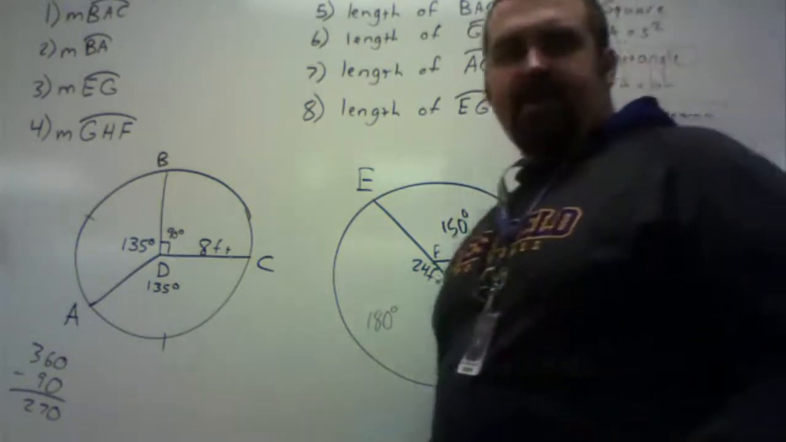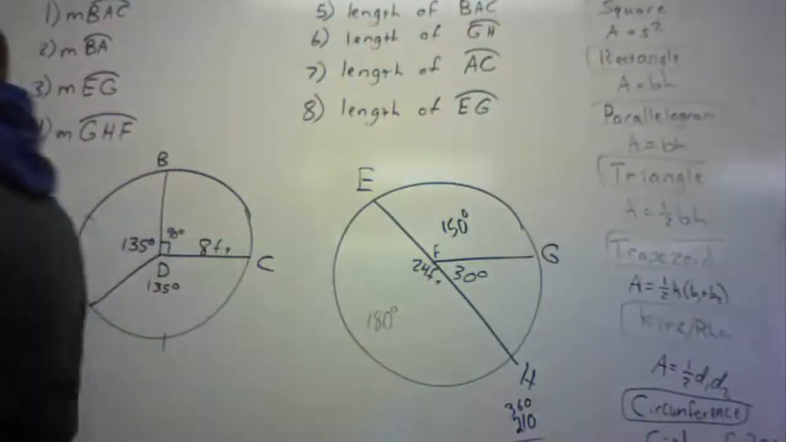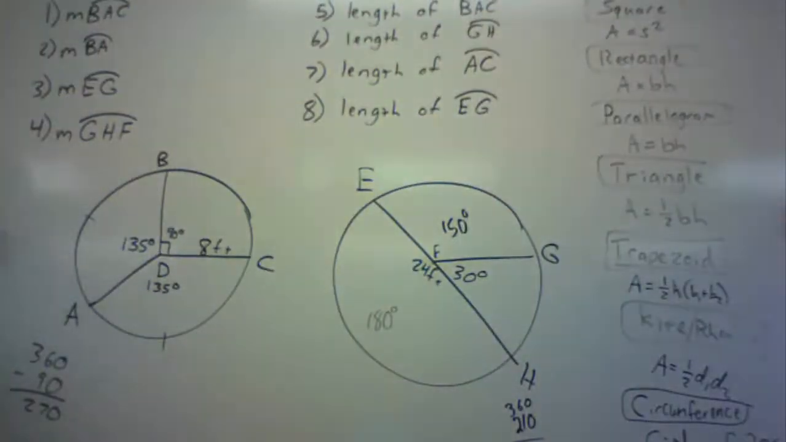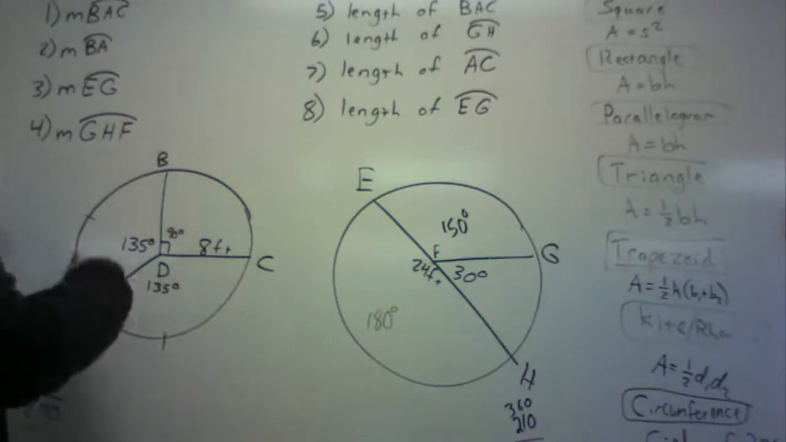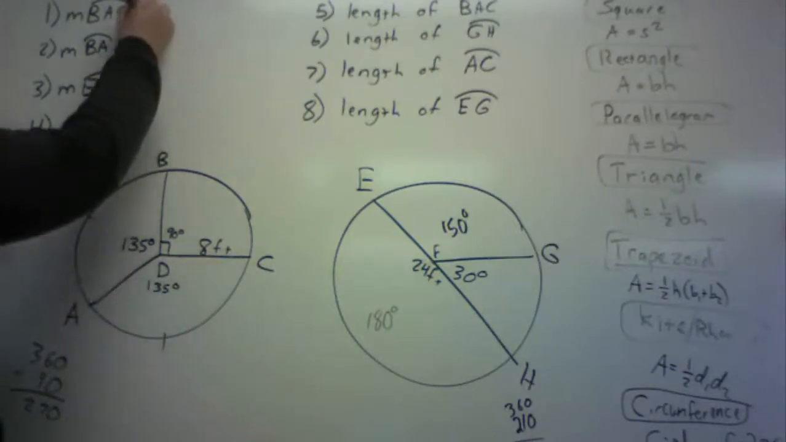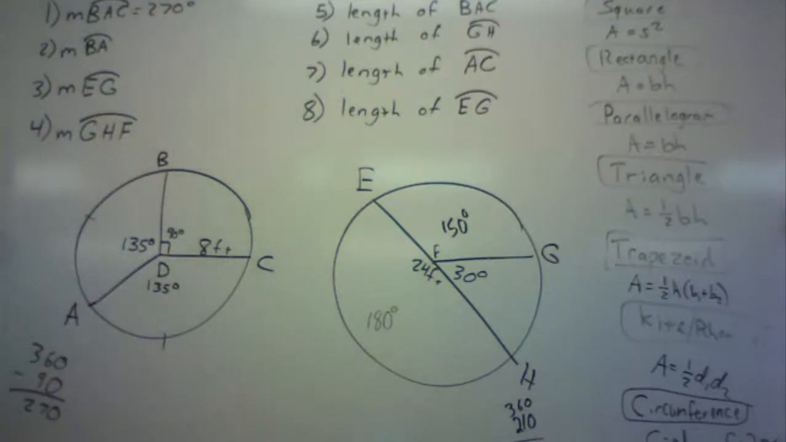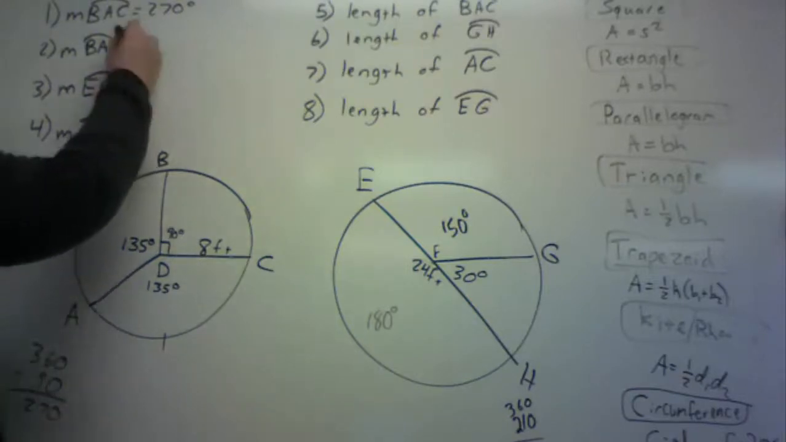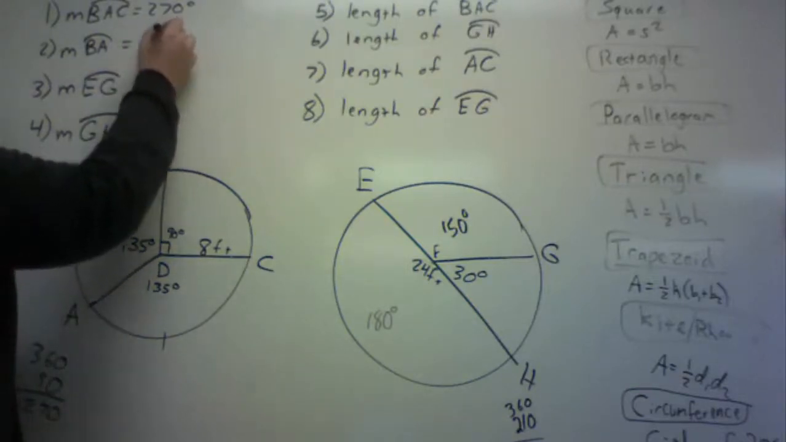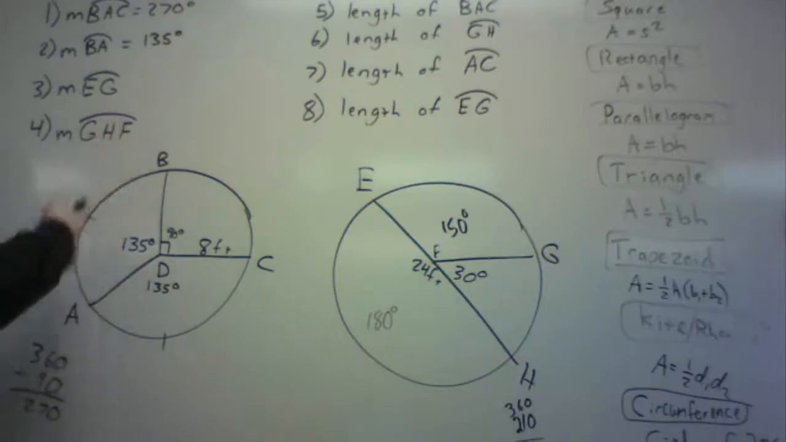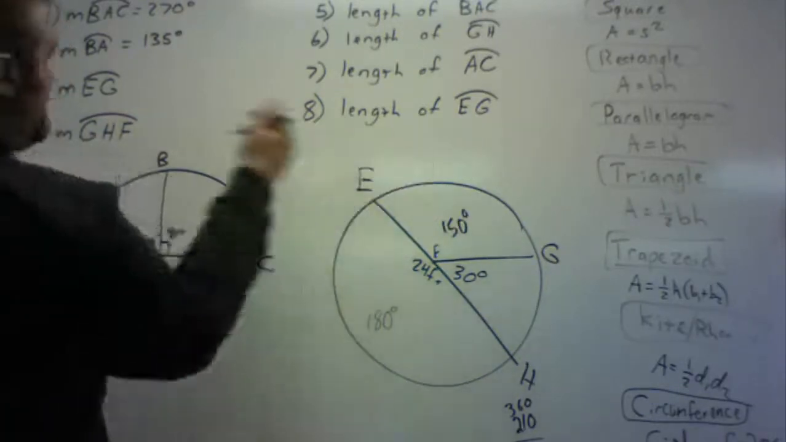Oh, so I found all the measures. Now when they ask me for the measures, it's just going to be to identify where they are. Measure of arc BAC. The measure of the big arc is 270 degrees: 135 plus 135, or it's 90 taken away from 360. Measure of arc BA is 135 degrees. Arc BA, 135. Measure of arc EG, 150.